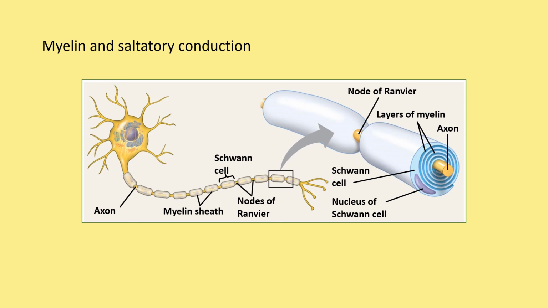All right, saltatory conduction is a little bit different. Saltatory conduction occurs in myelinated axons. So myelin is this cool stuff. It's often described as a fatty substance that wraps around the exterior of axons.